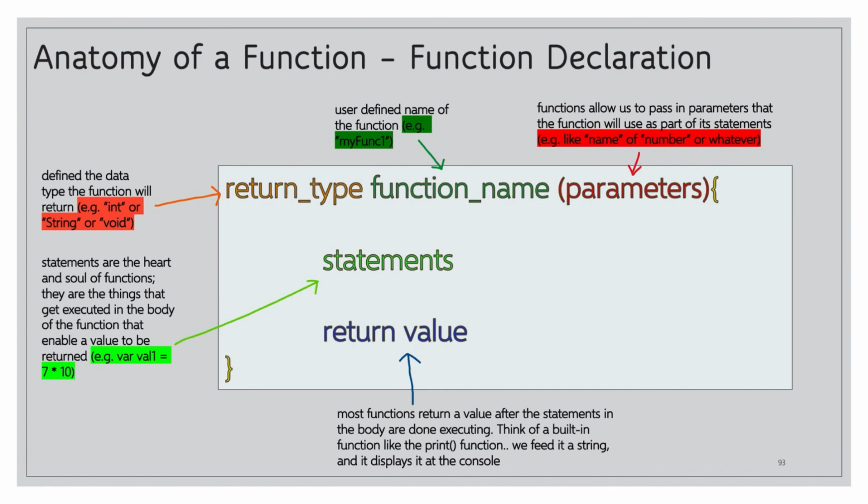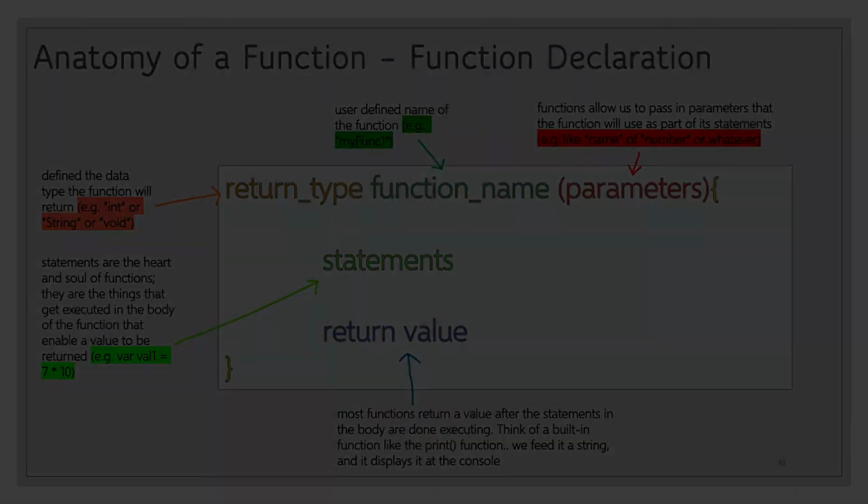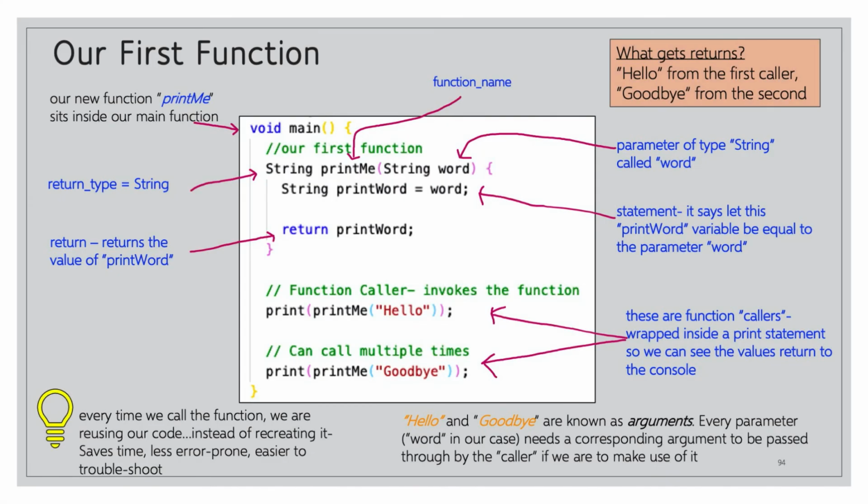Okay, so here's where it all culminates. Most functions return a value after the statement in the body is done executing. Think of a built-in function like a print function. We feed it in a string and it displays at the console, right? So that's what it returns. It returns a string. So we're going to go over more of this and get into examples, and hopefully this gets reinforced. So now we make the function real by going through our very first example.